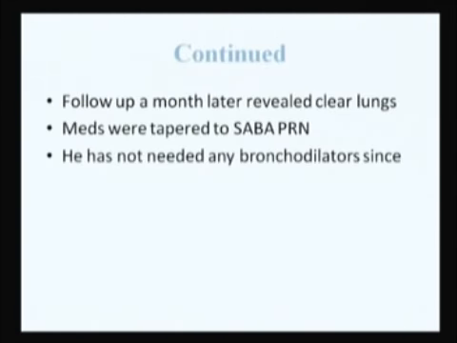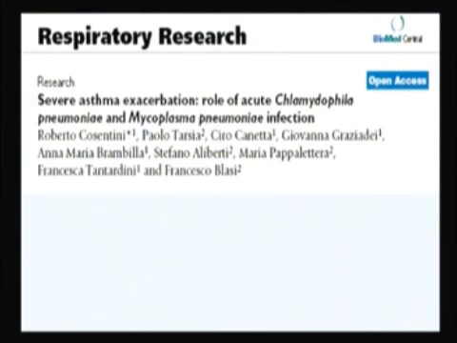A month later, he had clear lungs. His medications were tapered to a short-acting beta agonist to be used on an as-needed basis, and he has not needed any bronchodilators since that time. So essentially, he was cured. I will review a few articles that may make sense of what happened with that case, and maybe give us some guidelines on when to consider a macrolide in our asthmatics. So this is a study from 2008 on severe asthma exacerbation, the role of atypical bacterial infections.